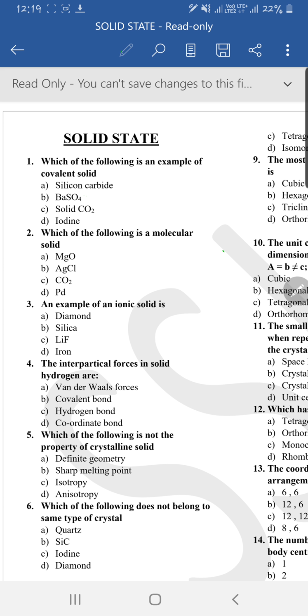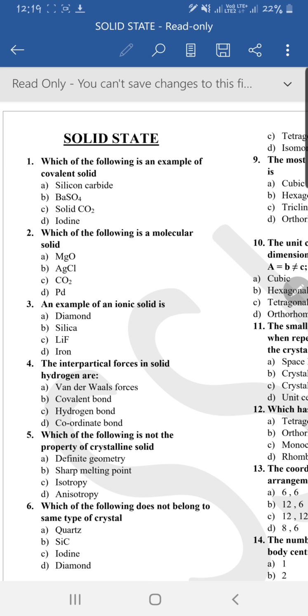Fourth question, the interparticle forces in solid hydrogen. Hydrogen, written as H2, is a typical molecular solid. There is a van der Waals force of attraction between the molecules. Try to understand the question very carefully. It is interparticle, meaning between these two particles which type of bond is present. Between these two there is a covalent bond. Therefore, the answer is not a van der Waals force, not a hydrogen bond, not a coordinate bond. The interparticle force in solid hydrogen is nothing but a covalent bond.